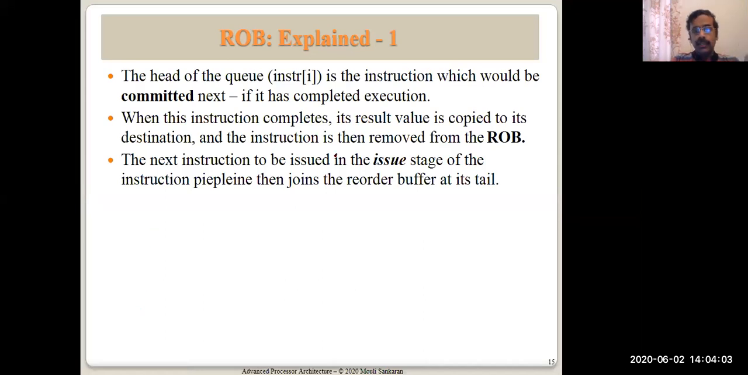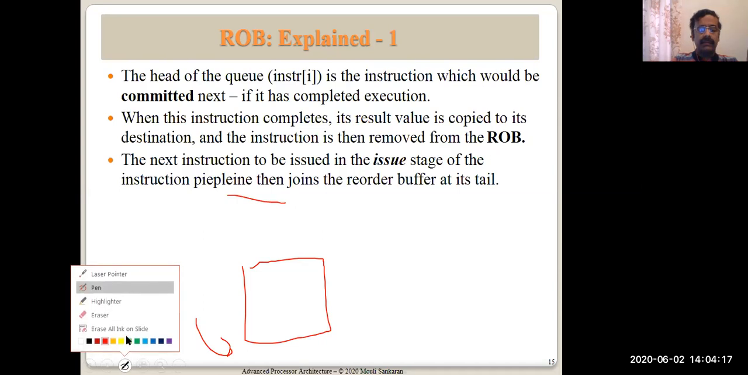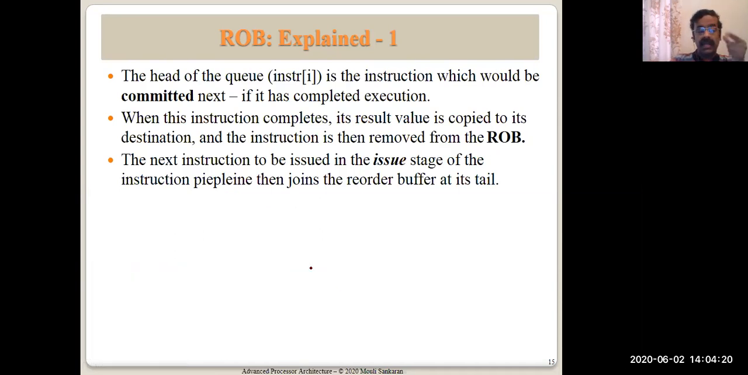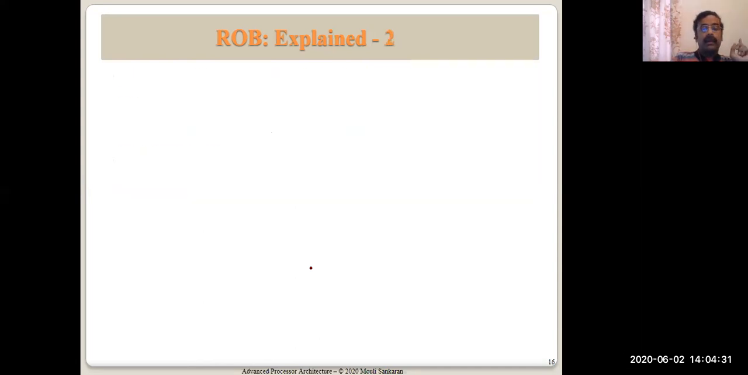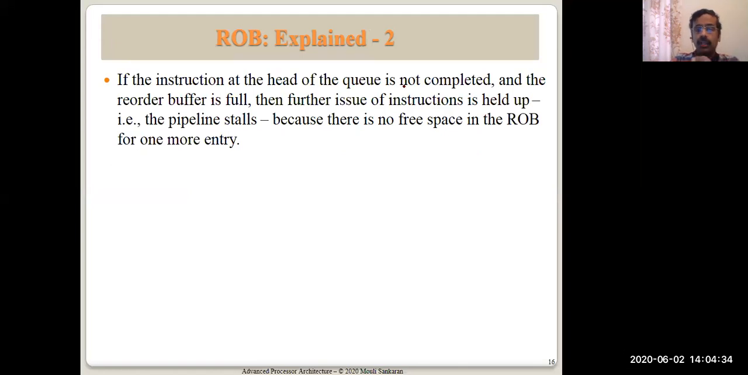The next instruction to be issued in the issue stage of the instruction pipeline then joins the reorder buffer at its tail. I'm assuming that the whole buffer is full, then they will come to the tail. The buffer can be full or incomplete. When I say tail, don't assume that it is the end of the buffer. It could be in the middle, with only some 3 instructions there. Any new instruction will be added to the tail, not to the head. And if the instruction at the head of the queue is not completed and the reorder buffer is full, then further issue of instructions is held up.